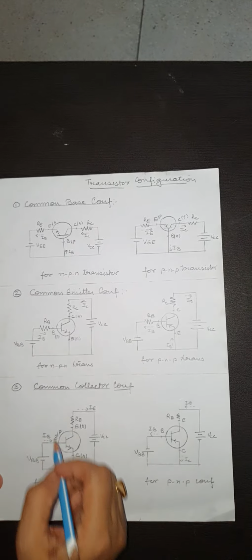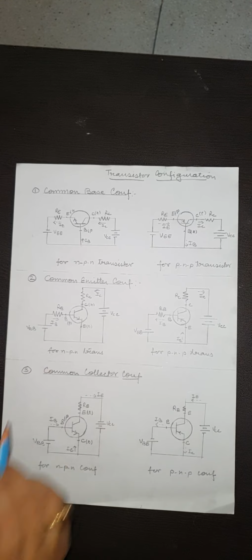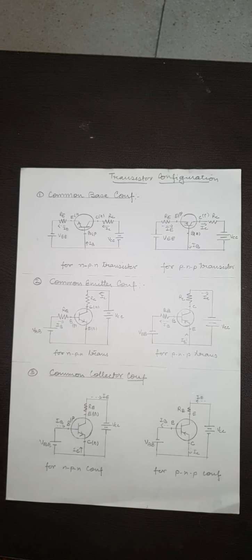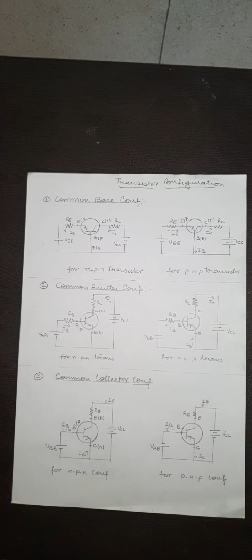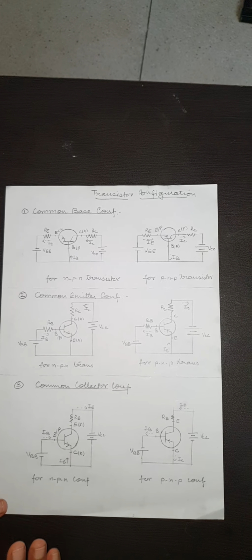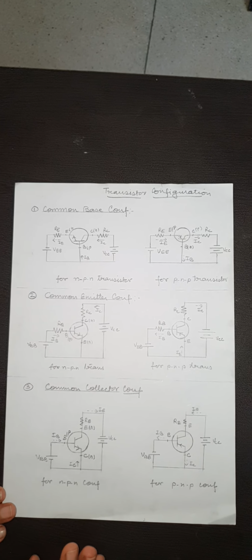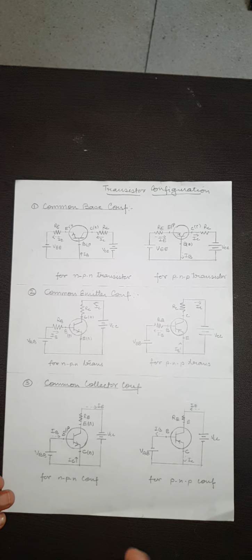So in all three configurations, we see that emitter base junction is always forward bias and collector base junction is always reverse bias for transistor to be operating as an amplifier.